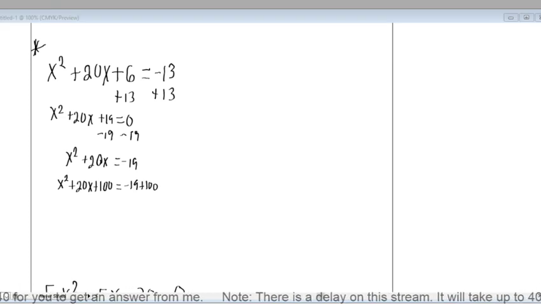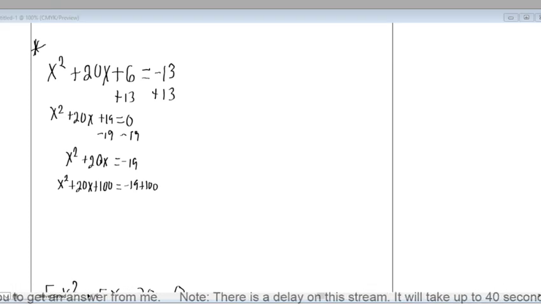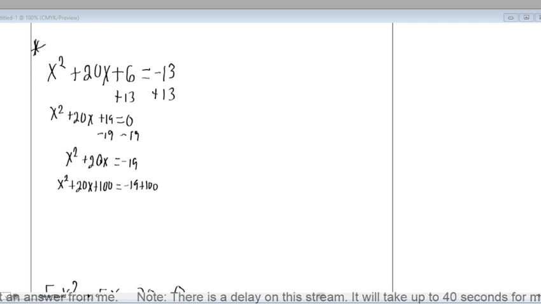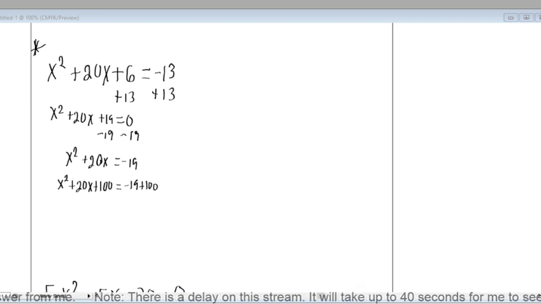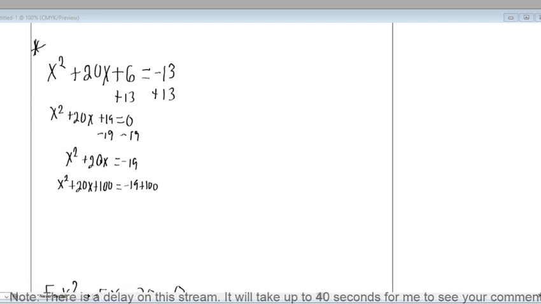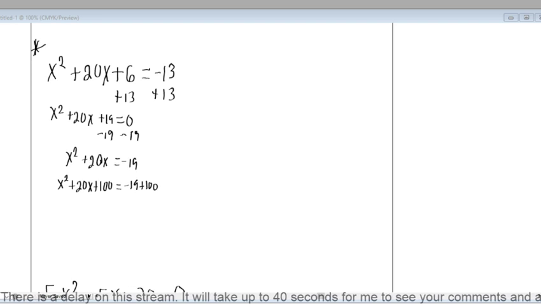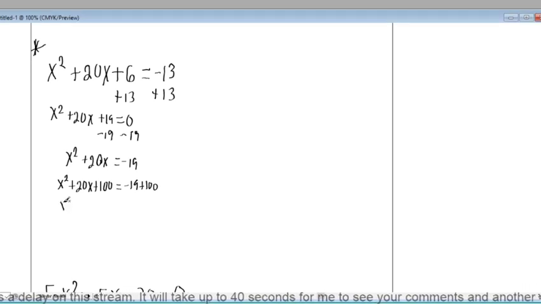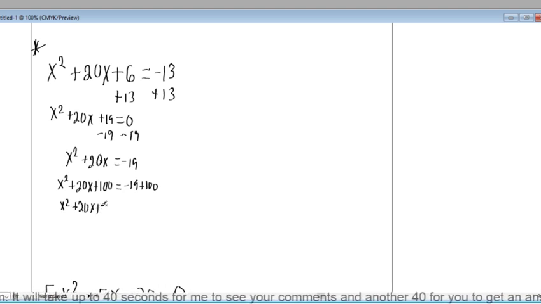Now we also need to figure out what negative 19 plus 100 is. So 100 minus 19, in other words, is 81. So now we have x squared plus 20x plus 100. That's a little weird looking. Equals 81.